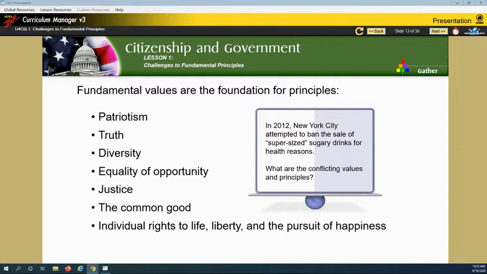May not seem like an important issue, but many people and businesses were outraged. They said the government shouldn't be able to decide what size drink they can buy. So basically, look at it like this.